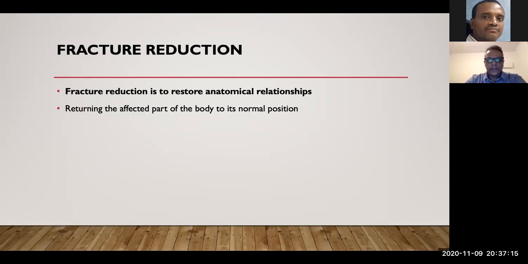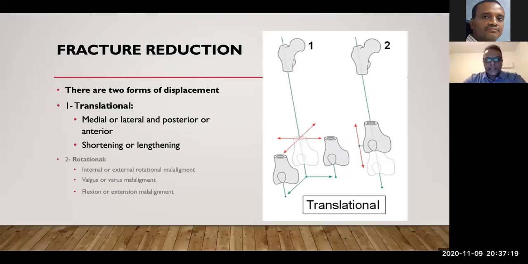And when we see there is displacement of the fracture, we look for two forms of displacement, translation or rotation. Translation can be in multiple planes, medial, lateral, posterior, anterior, or also it can be shortening or lengthening of the fracture.